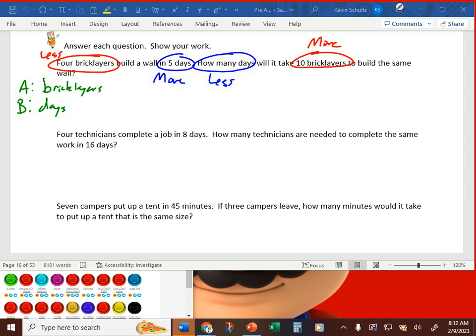Go ahead and set this up. Set up the proportion yourself. Doesn't matter which way you do it, the first way or the second way, but see if you can put everything in the right spot.